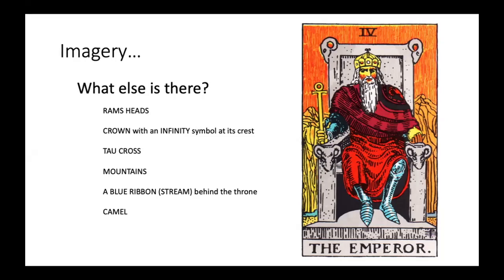There is a blue ribbon behind the throne, and that blue ribbon is actually a stream, and that stream is his connection and defense of the feminine. Ooh, interesting. And in some cases you will find a camel there. You may not, but in some cards you may find a camel, which links him back to earlier cards.